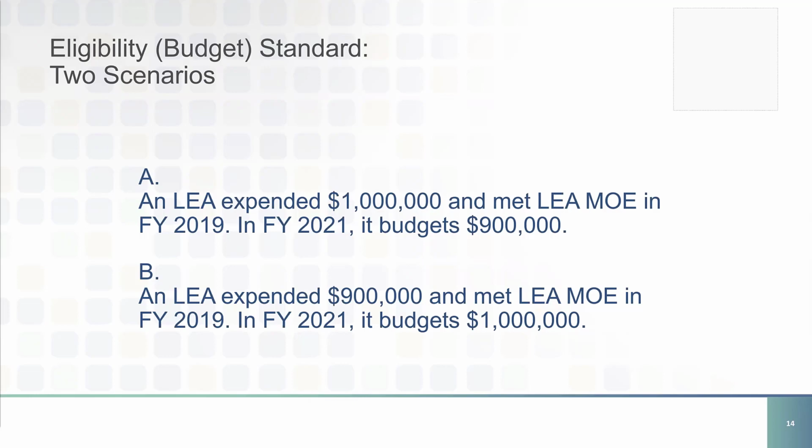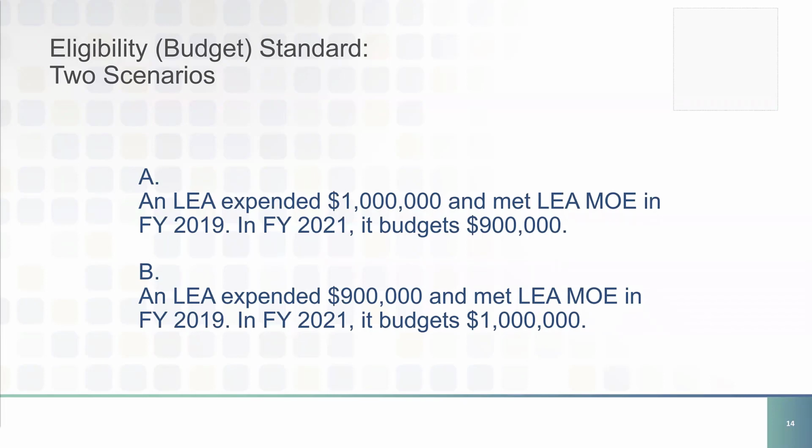Well, the answer is that the LEA meets the eligibility standard in scenario B, because the LEA budgeted more, $1 million in 2021, than it expended in the most recent year for which it had audited data available, $900,000 in 2019. Okay, in example A, the LEA did not meet the MOE eligibility requirement for an FY21 grant award because it budgeted less for 2021 than it expended in 2019.